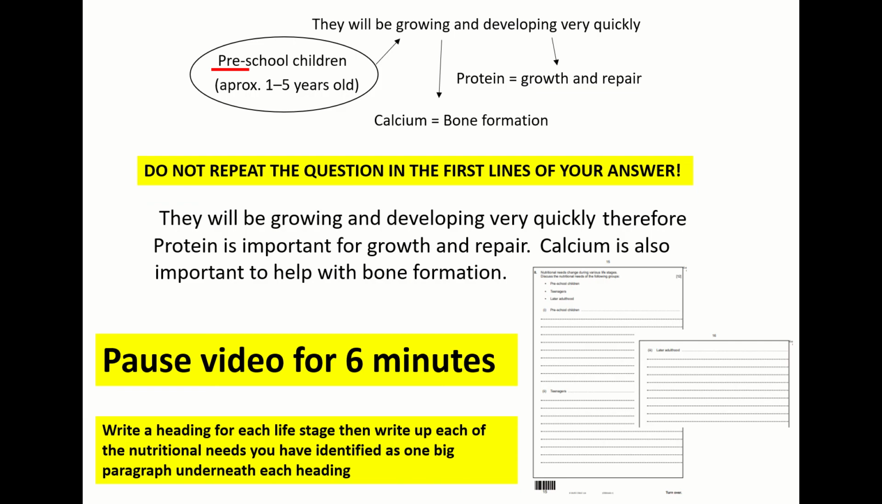Because in the exam, this is what the exam paper looks like. You've got the question at the top, and then you've got the 3 headings written for you with space for your paragraph underneath each one. So it's like a 3-part question. 6 minutes, off you go.